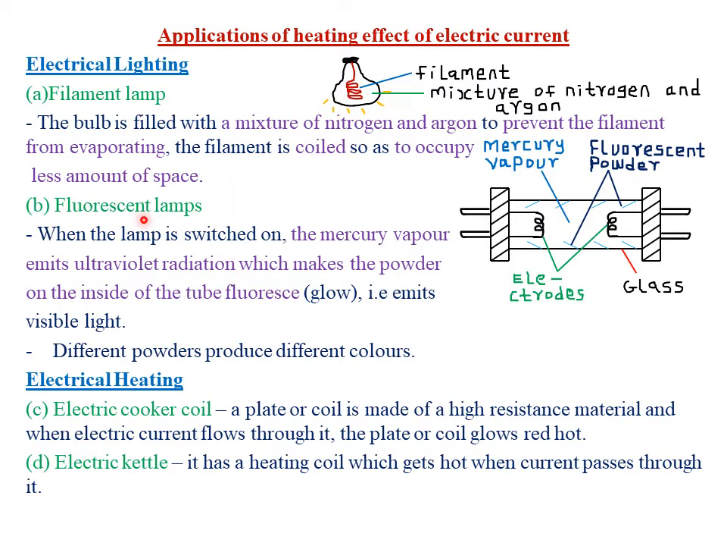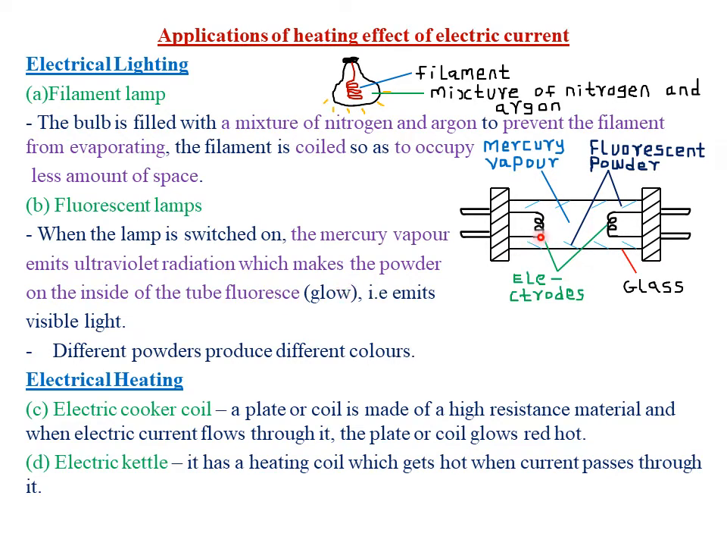Then the second application is in what we call the fluorescent lamps. These are the preferred lamps, because they use less electrical energy, that is to say, less energy is lost in form of heat, as opposed to the filament lamps. When the lamp is switched on, the mercury vapor emits ultraviolet radiation, which makes the powder on the sides of the tube fluoresce, or simply glow.